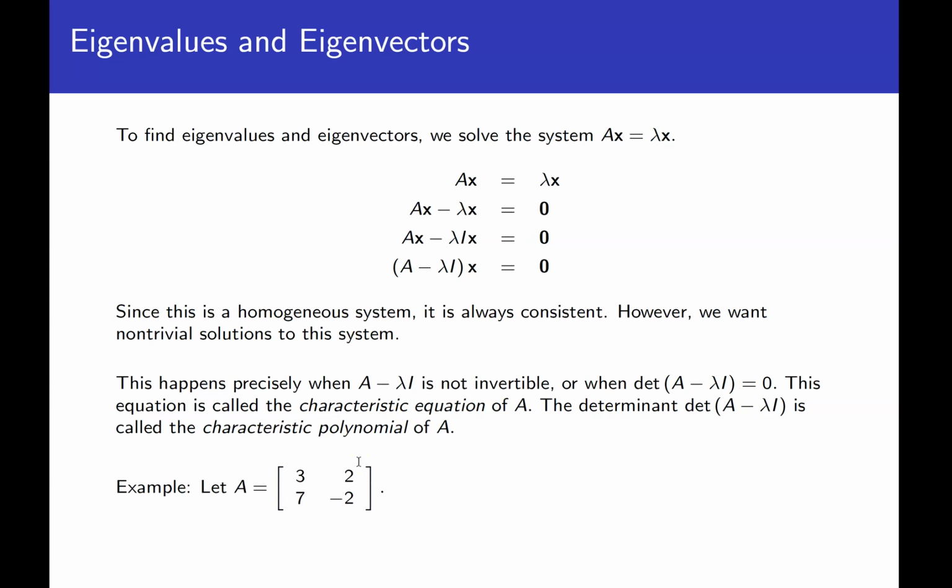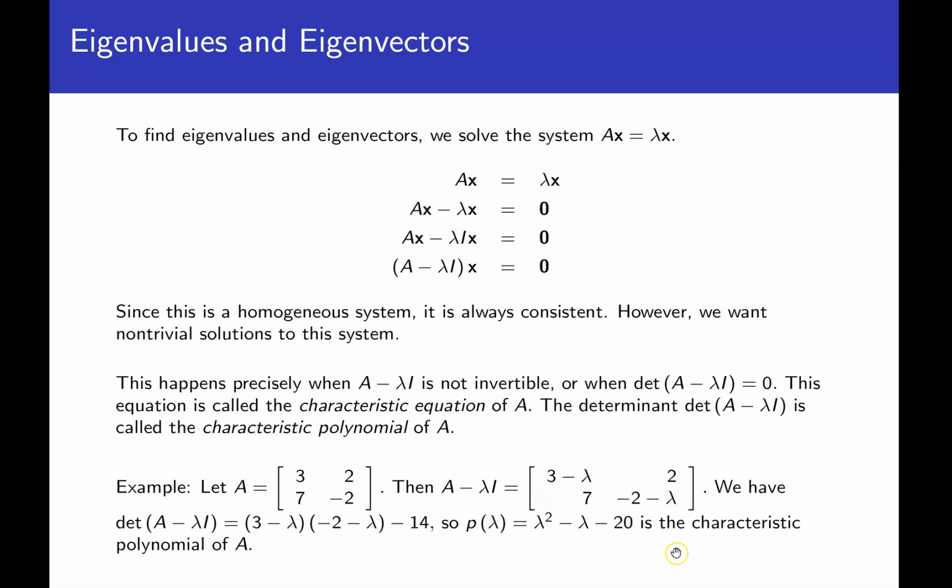All right, so let's look at an example again. Let's go back to our example that we did at the beginning: 3, 2, 7, negative 2. So here is A minus lambda I. I said that lambda I is when you take lambda down the diagonal, and then we're going to subtract it off of A. Remember, everywhere else is 0, so if it's not on the diagonal, it stays the same. Subtracting lambda off the diagonal, we get the 3 minus lambda in the upper left-hand corner, and negative 2 minus lambda in the lower right corner.